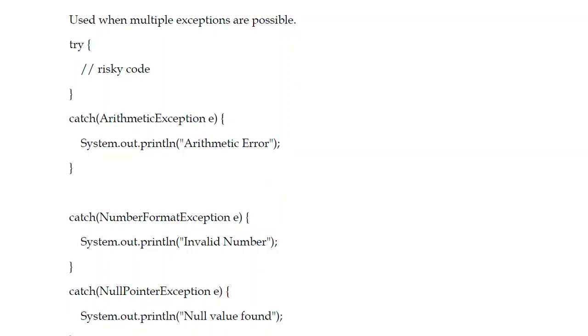So more than one exception may come. We may have the doubt whether an arithmetic exception is coming or a number format exception is coming. If you are expecting two or three exceptions, you can place them here. As usual, in the try block you place the hotspot code. We have the doubt that these lines of code may throw an exception, so place that code in the try block.